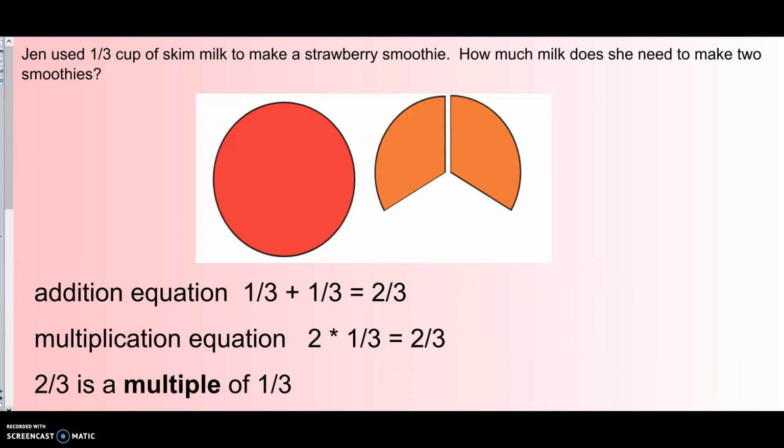Let's look at a story. Jen used 1/3 cup of skim milk to make a strawberry smoothie. How much milk does she need to make 2 smoothies? As an addition equation, I can do 1/3 plus 1/3 equals 2/3. As a multiplication equation, that's 2 times 1/3 equals 2/3. 2/3 is a multiple of 1/3.